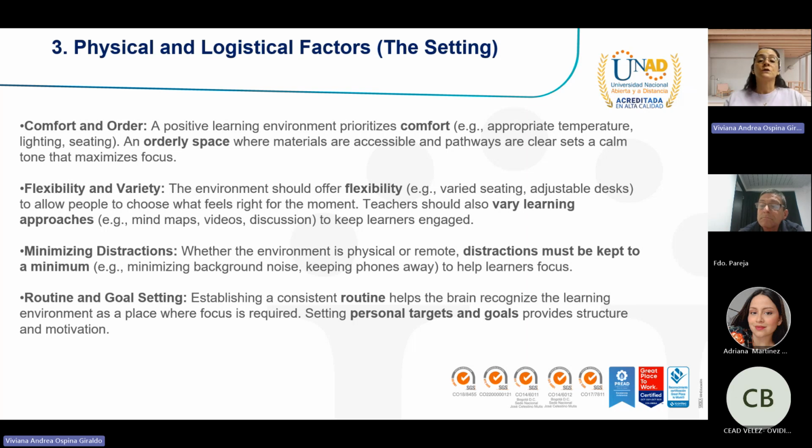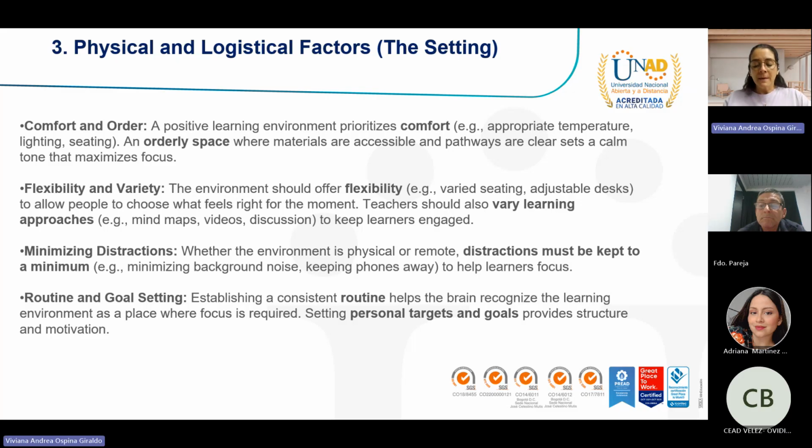We need to minimize distractions, of course, whether they are in the classroom, outside, or if we are working online, then we need to minimize these distractors that we may have. Right now, the worst distractor ever is the phones. I'm sorry. The phones are the worst distractor because everybody has a phone. They all are on social media, adults and teenagers alike. So we need to try and keep distraction to the minimum and set a routine.